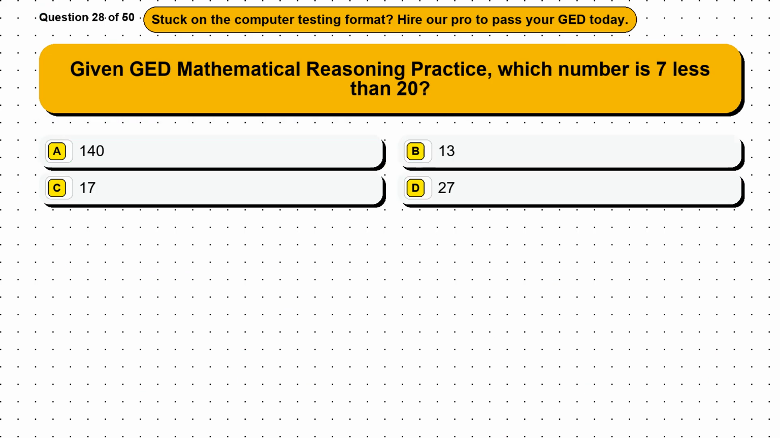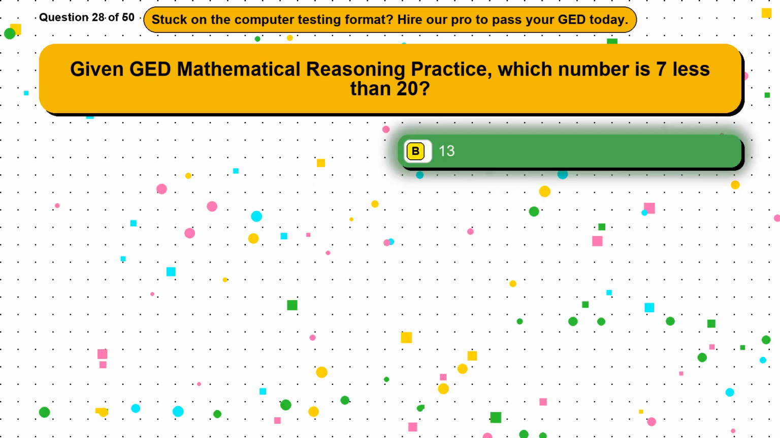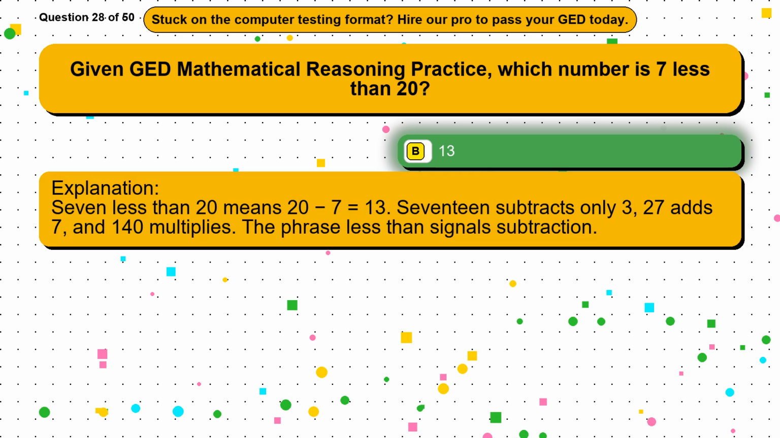Question 28. Given GED Mathematical Reasoning Practice, which number is 7 less than 20? Option A. 140. Option B. 13. Option C. 17. Option D. 27. The correct answer is option B. 13. 7 less than 20 means 20 minus 7 equals 13. 17 subtracts only 3, 27 adds 7, and 140 multiplies. The phrase less than signals subtraction.